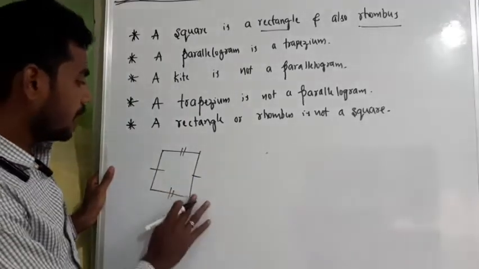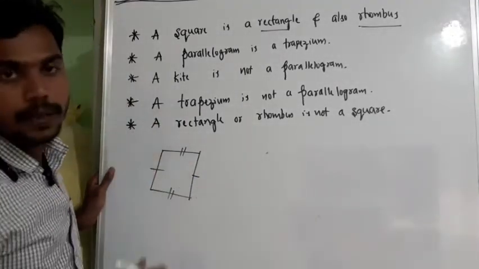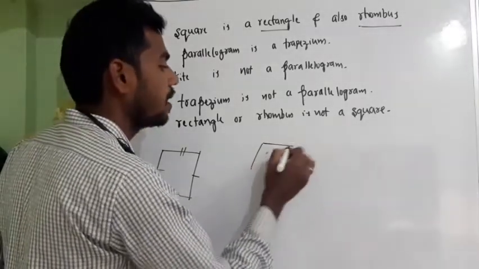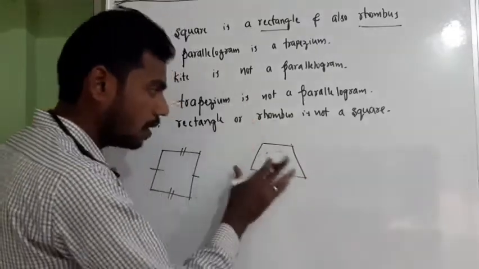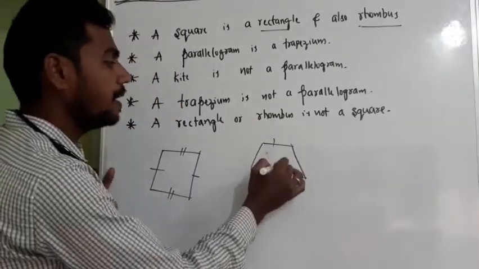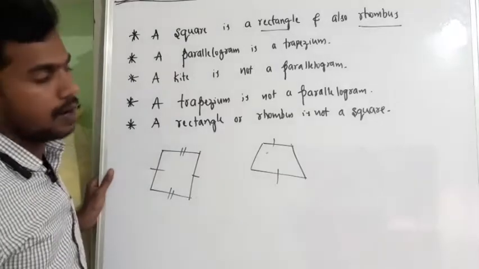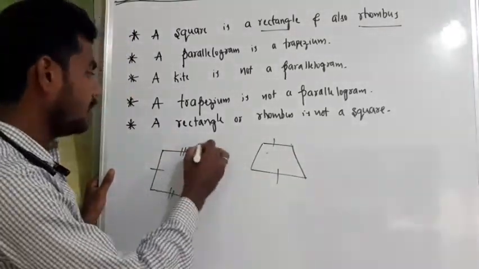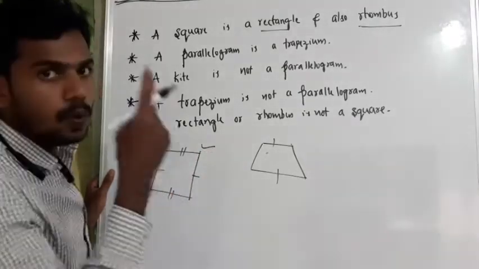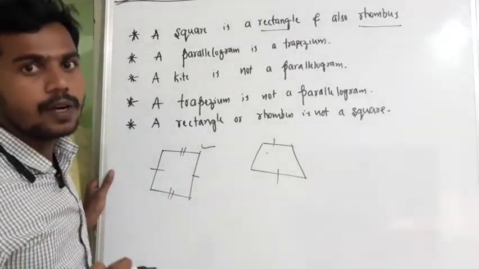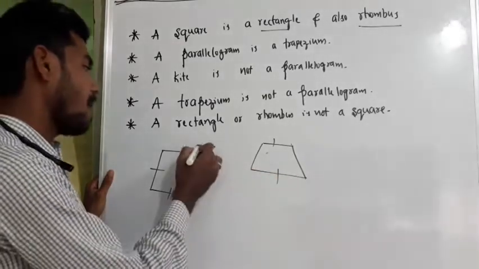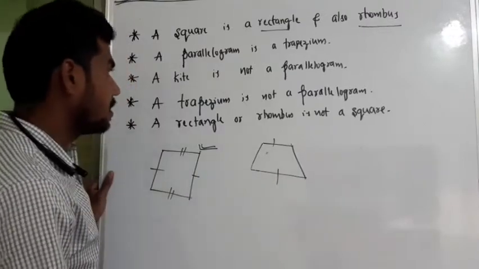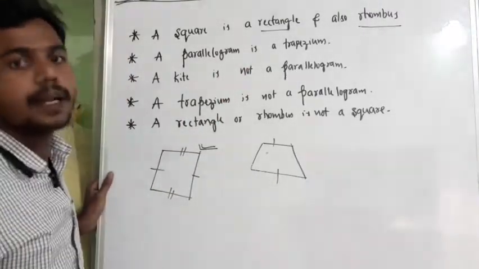They are telling that the statement is a parallelogram is a trapezium. What is the definition of trapezium? In a quadrilateral, if I want to call this a trapezium, at least one pair of sides should be parallel. In the case of a parallelogram, two pairs of sides are parallel to each other. That is the reason parallelogram is satisfying the condition of trapezium. That is the reason a parallelogram is also a trapezium.